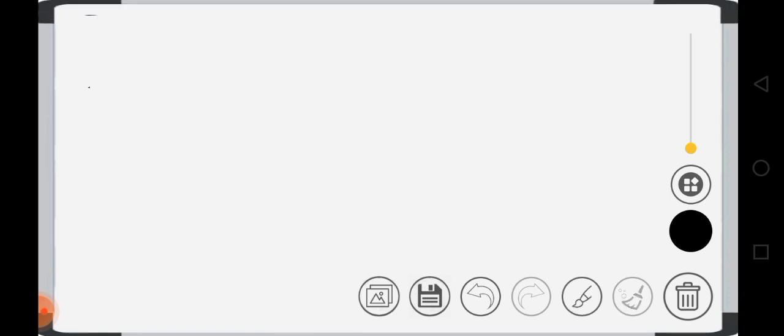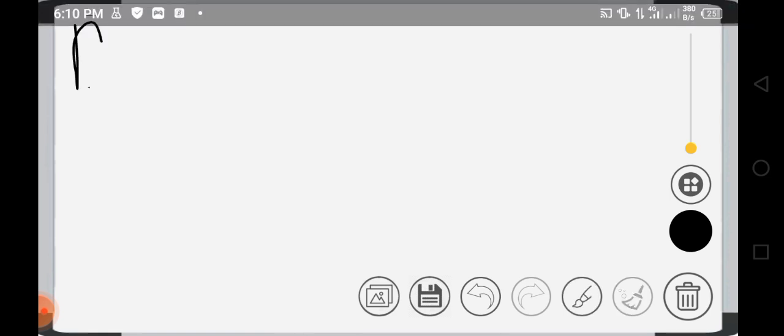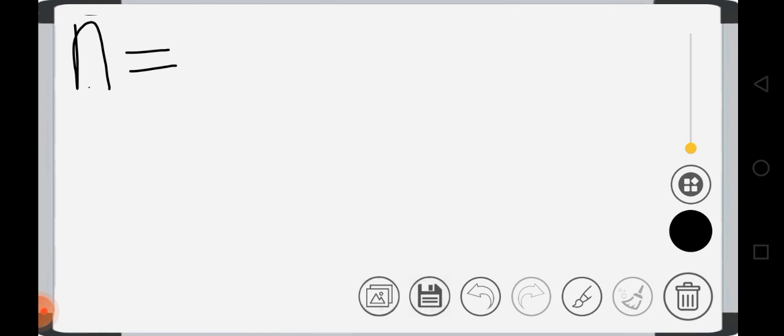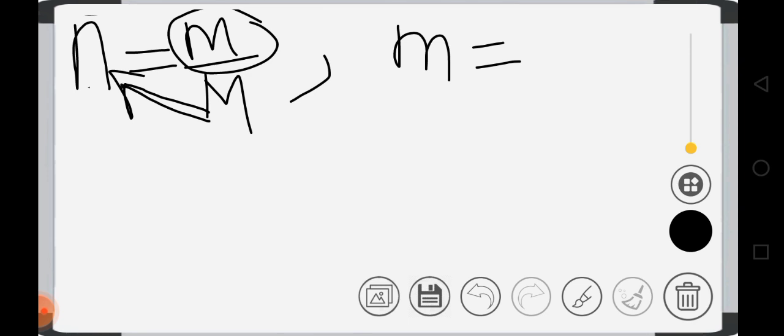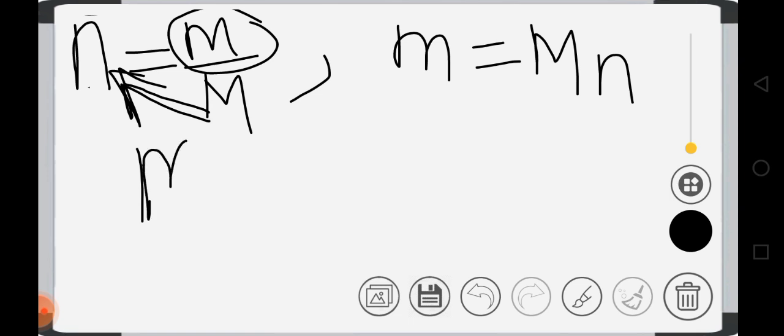So let's go. Remember, number of moles, we said it was what? Mass over what? Molar mass. So from here now, making the mass the subject of the formula, we'll cross multiply. So our mass now will be molar mass times number of moles.